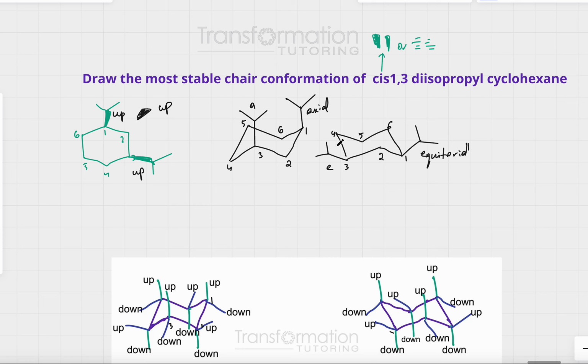The chair conformation that has the most groups in equatorial positions is the most stable. Axial positions are not stable because they're sterically hindered from the 1,3 diaxial interaction with hydrogens. So when choosing the most stable chair, I'm going to choose the chair that has the most groups in equatorial positions. Here I have both groups in axial. Here I have both groups in equatorial. Which chair is most stable? This chair.